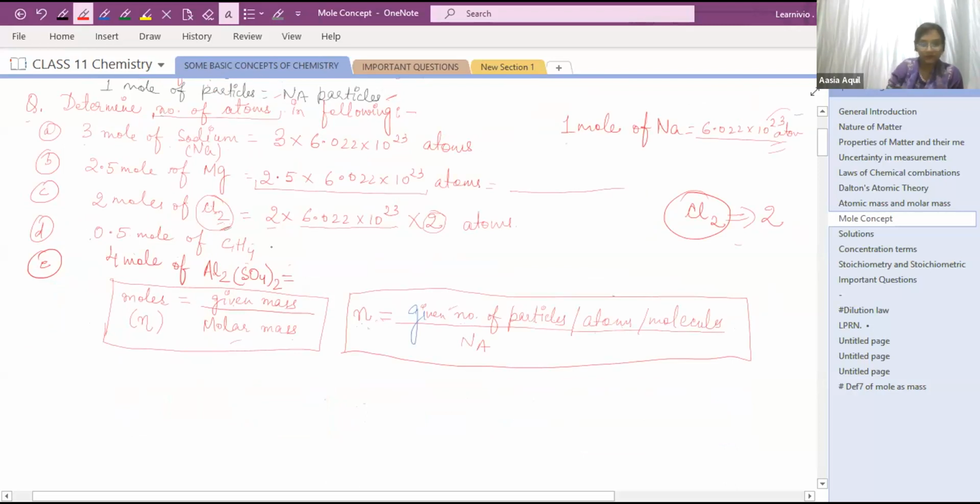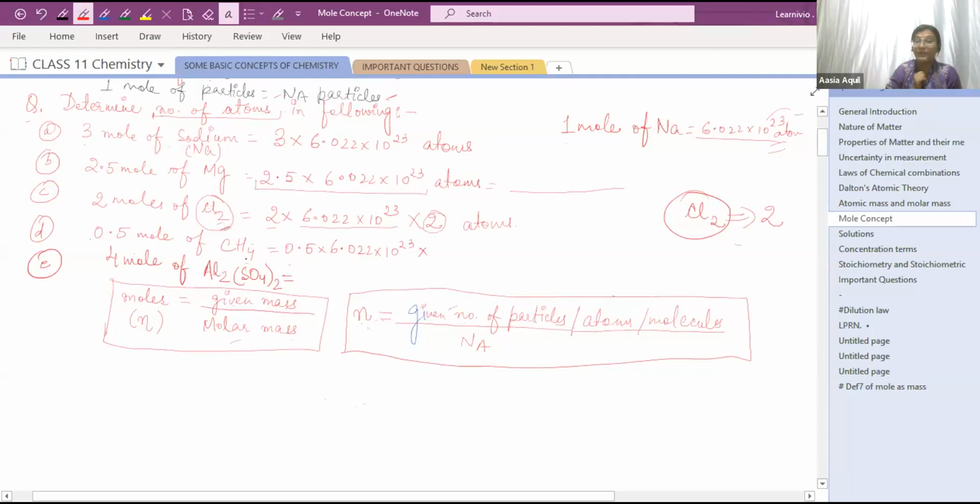So 0.5 into Na into... Why 2 into 4? Because C2H4, right? No, it's not C2, it's CH4. Methane. So it's into CH4. Why 4? Methane. Okay, why 4?